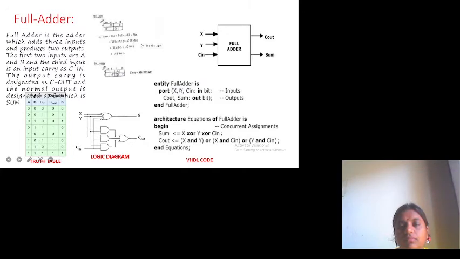Now this entity is over, and before that we have to write library IEEE; use IEEE.std_logic_unsigned.all; and use IEEE.std_logic_1164.all. These are the packages that you have to declare before the entity, which is common in every VHDL program.